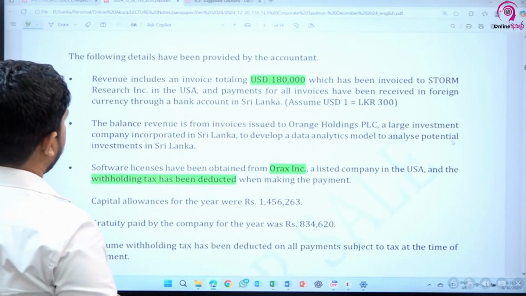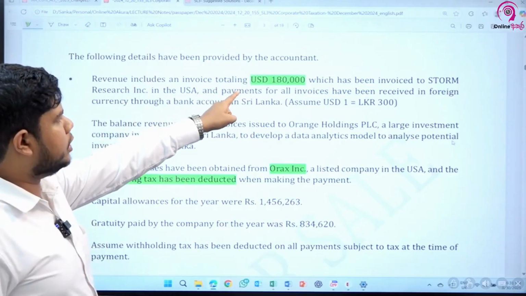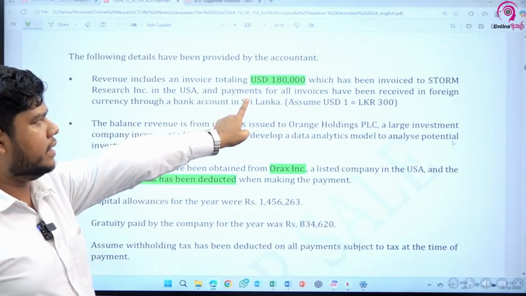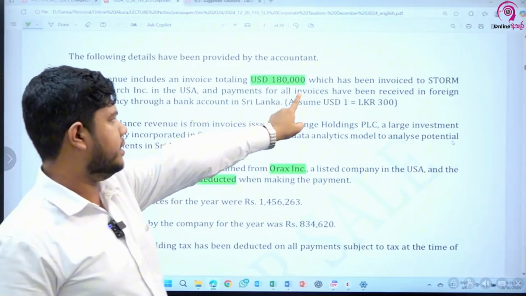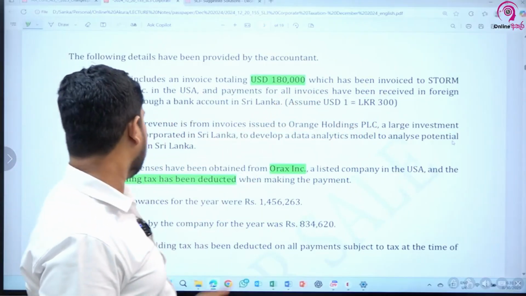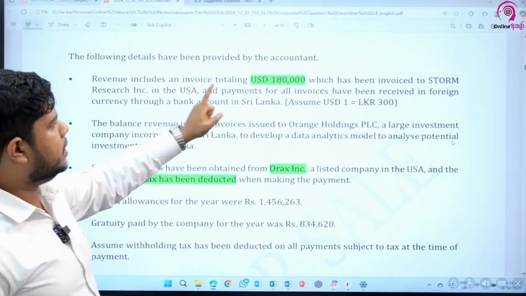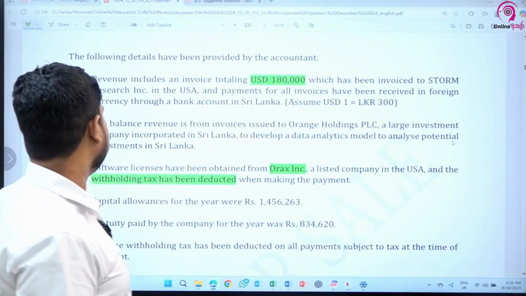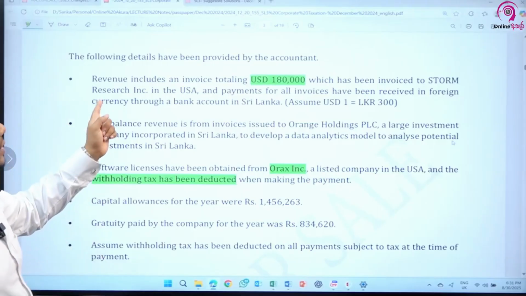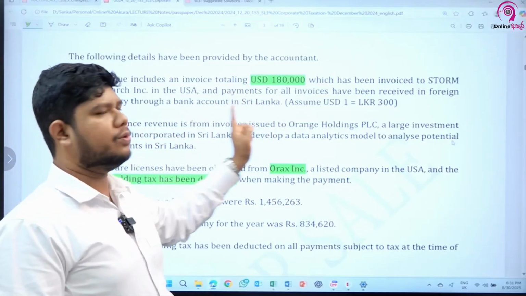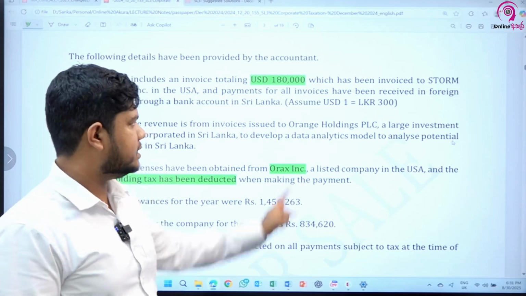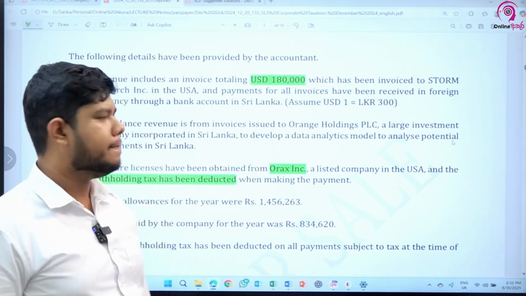Revenue includes invoice total of USD 180. Foreign currency criteria done. It has been invoiced to the ITSM research in a foreign person, and payment for all invoices has been received in foreign currency. Foreign currency payment was received through a bank to Sri Lanka, and the exchange rate is given, right?